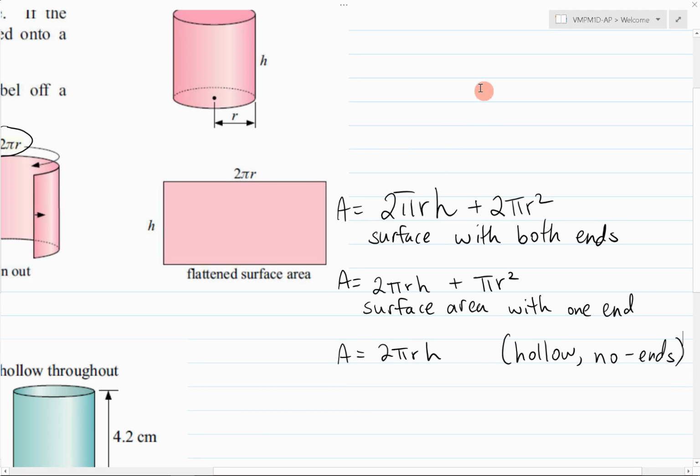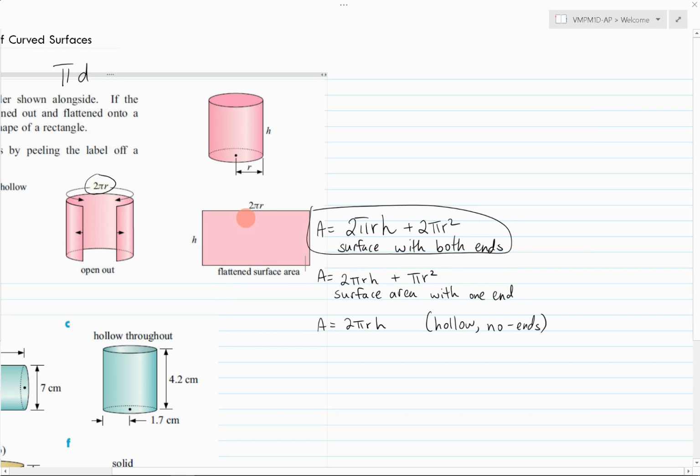So what you're going to get on EQAO on your test is just this formula. I'm not going to give you the other ones, but you should be able to know how to go from this formula to get these other two formulas in case you need to. Okay, so let's just do some examples here.